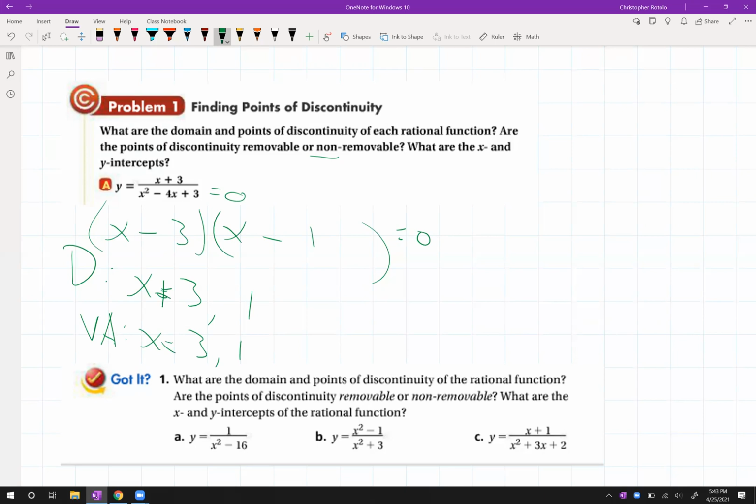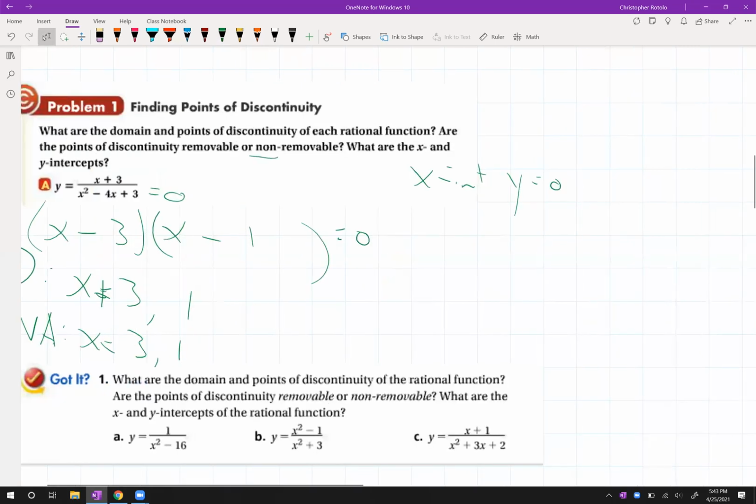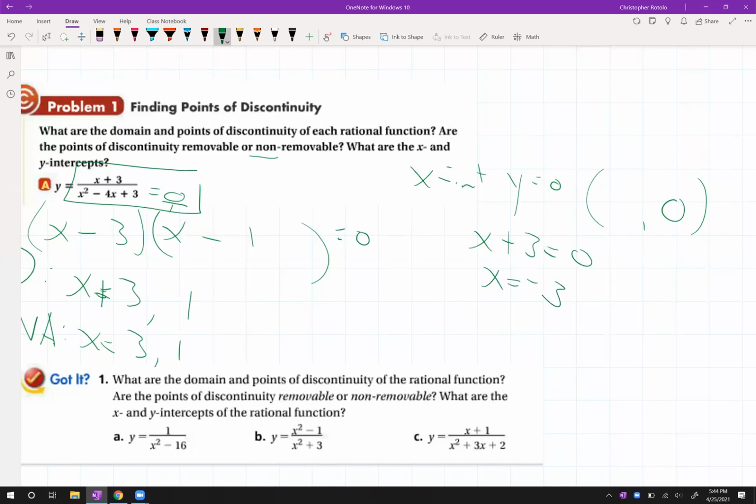Okay, so x and y intercepts aren't too bad. Remember, an x-intercept is when y equals 0. That means we're going to take this equation that we had right over here. I'm going to focus just like this, and put this over 1. So notice what happens. I cross multiply. So x-intercept, y is 0. That means I'm solving the top. So I find out that x equals -3 gives me my x-intercept.